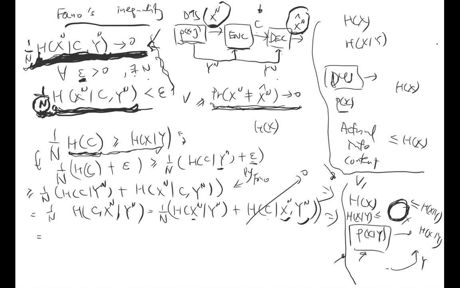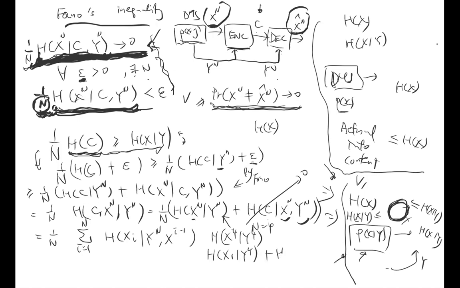And then I can use the chain rule again. So this is equal to summation of H(xi given yn, and then x(i-1)), i equal to 1 to n. So this is basically expanding one element at a time. For example, if I have n equal to 4, I have H(x4 given y4), which is equal to H(x1 given y4) plus H(x2 given y4, x1), plus H(x3 given y4, x1, x2) plus H(x4 given y4, x1, x2, x3), something like that, right? So I'm just doing that. This summation is just doing this.